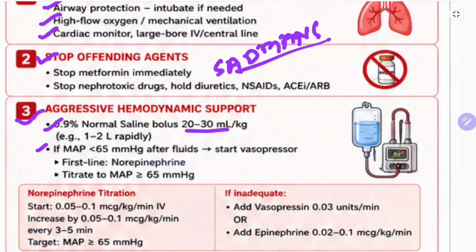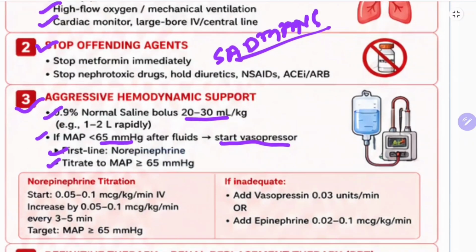If mean arterial pressure is less than 65 after fluids, start vasopressor. If MAP is less than 65, okay, first line is norepinephrine. Titrate norepinephrine to achieve a MAP of more than 65 mmHg.